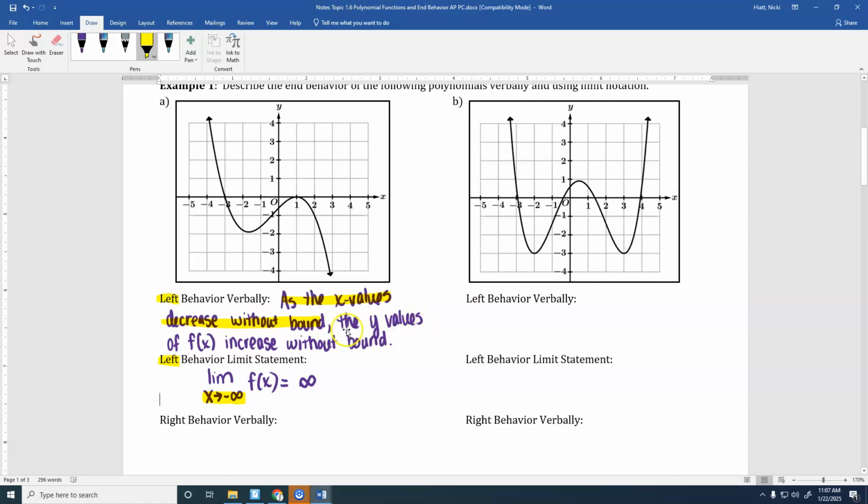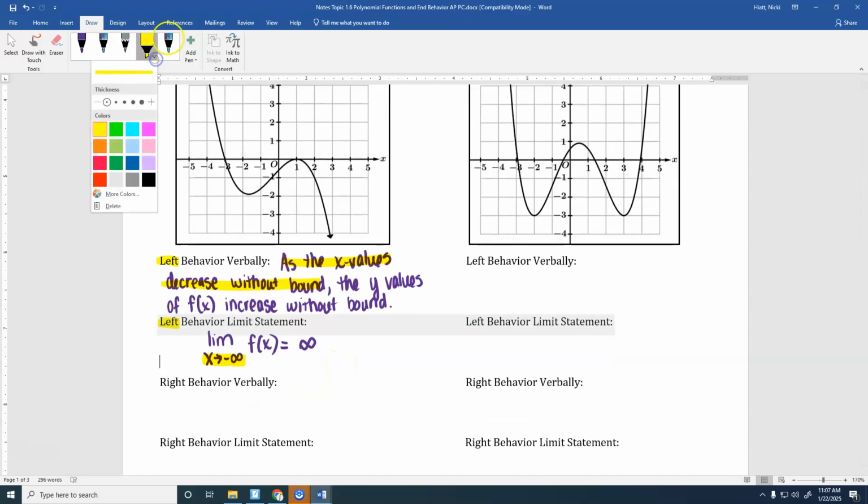What will change is the y values of f of x either are going to increase or decrease without bound. So the first part of your statement is going to be the same every time. Same thing for your limit notation. If they ask you for the left, your limit notation is going to look like this every time. The only thing that's going to change is your answer, what it equals there.